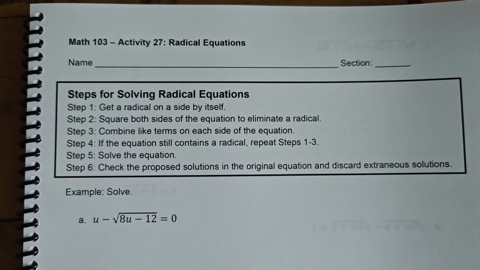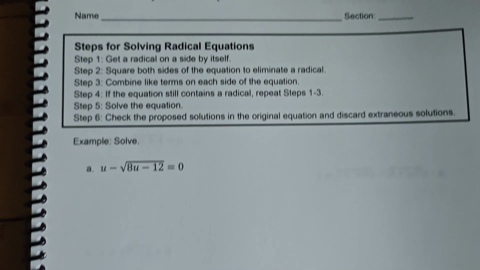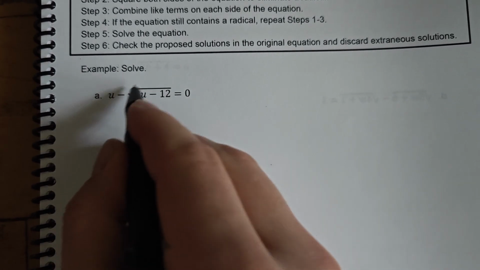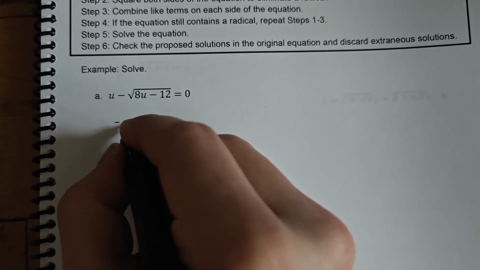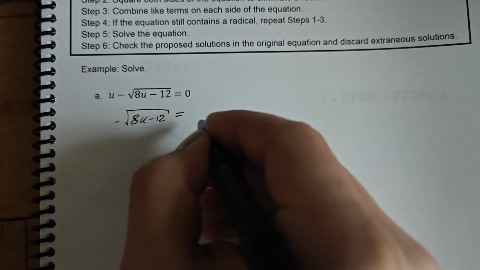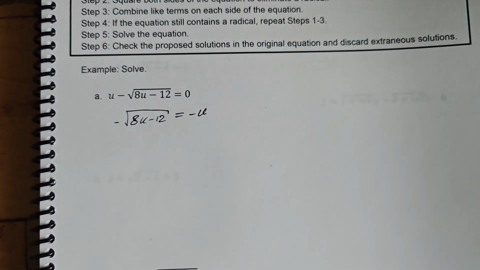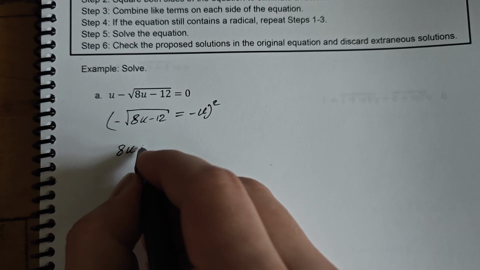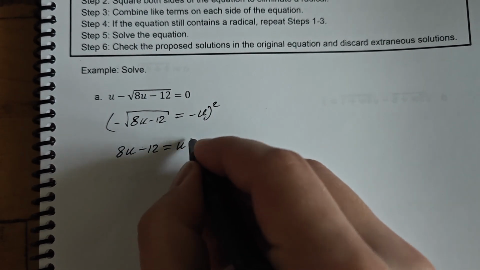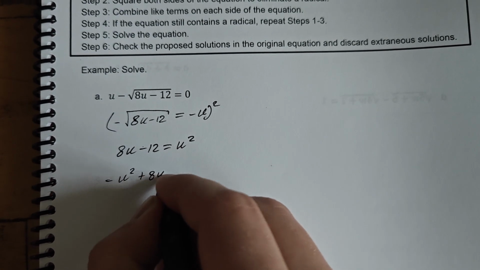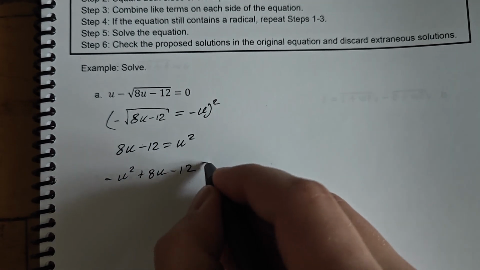Then, at this point, you should solve the equation and check the proposed solutions in the original equation, to make sure that they work. So here, step 1, you get the radical on its own on one side of the equation. So you get negative square root of 8u minus 12 is equal to negative u. Step 2 is you square everything. Square this side, we get 8u minus 12. Square this side, equals u squared. Subtract u squared back to this side: negative u squared plus 8u minus 12 equals 0.